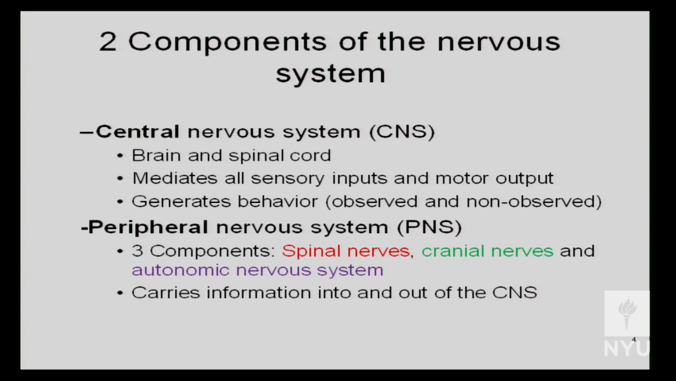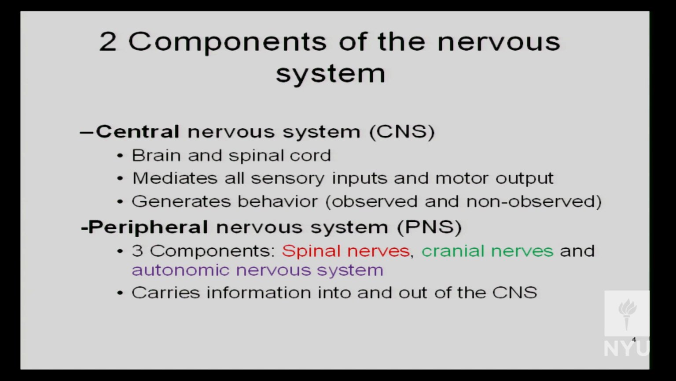In addition, the peripheral nervous system is made up of three main components that we will go over. Three main components make up the peripheral nervous system. The first are the spinal nerves. The second is a subcategory of these nerves called the cranial nerves.